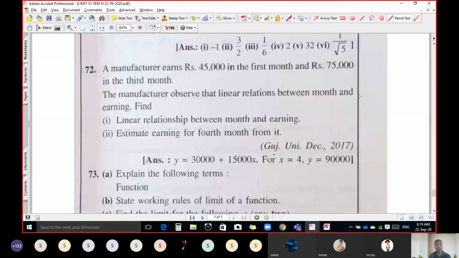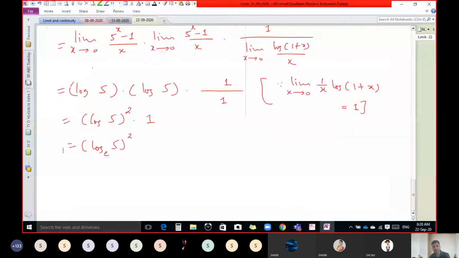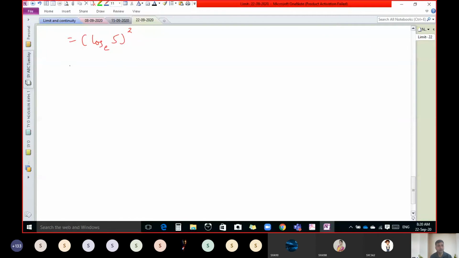Actually, this question 72 is not exactly related to the limit chapter, but it is related to the function chapter. Actually, this is not a question of limit. Okay, let us do this question 72. It's a simple question.